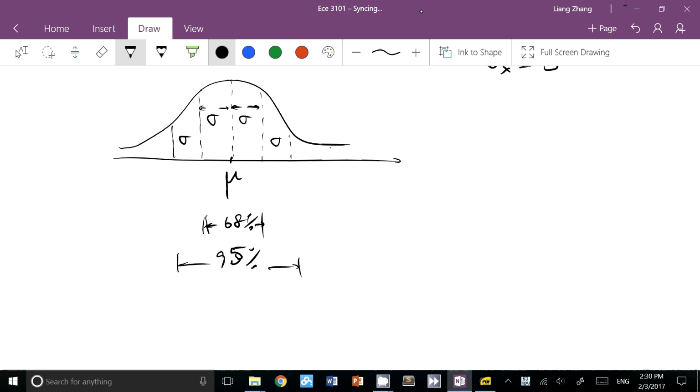If we go another sigma, then we'll be covering over 99%. It's about 99.73% of all scenarios, regardless of the value of your mean and the standard deviation. This is always true. And we discussed this last time.